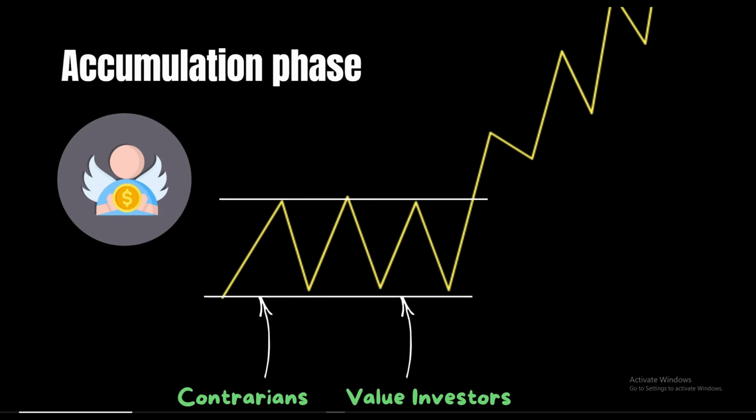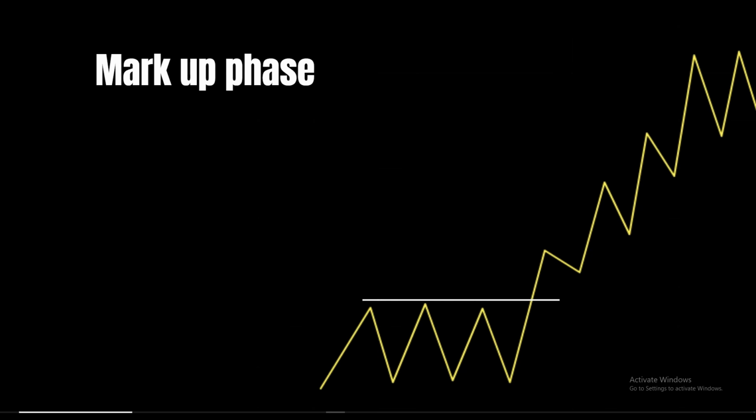The second phase is the markup phase, or stage 2. As the buying keeps increasing, the demand for the stock rises and it further pushes the price up. Finally, it will break above the range it was trading in for weeks into a new high. Seeing the breakout brings the interest of momentum players. They start to buy the momentum with vigor and the stock starts to fire up.